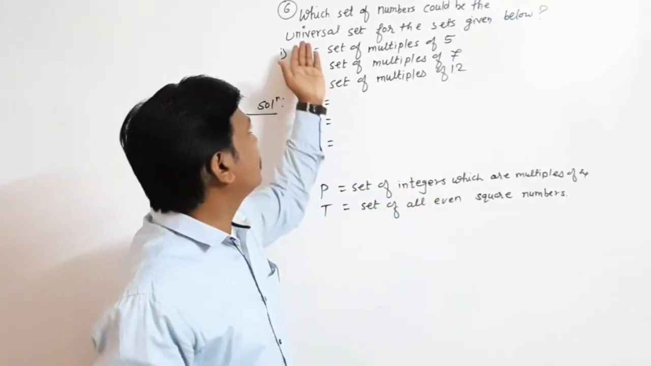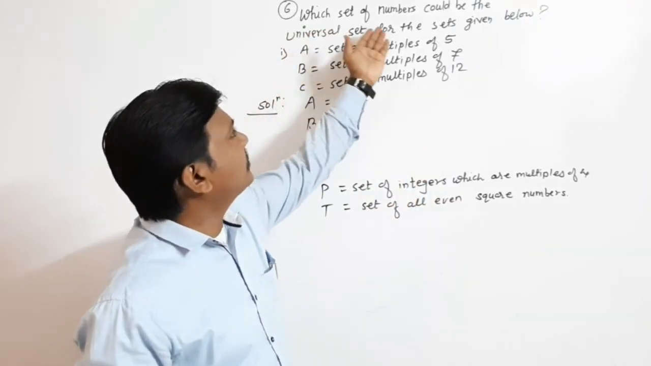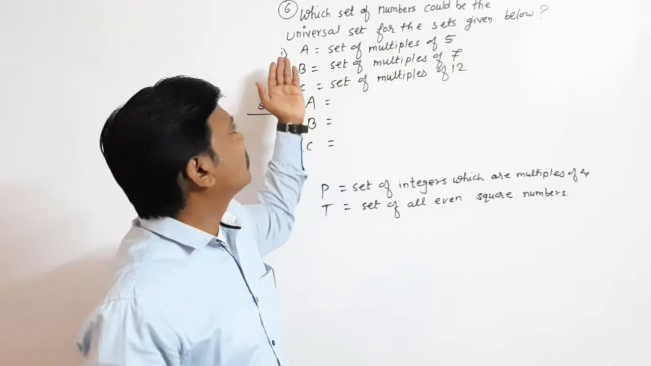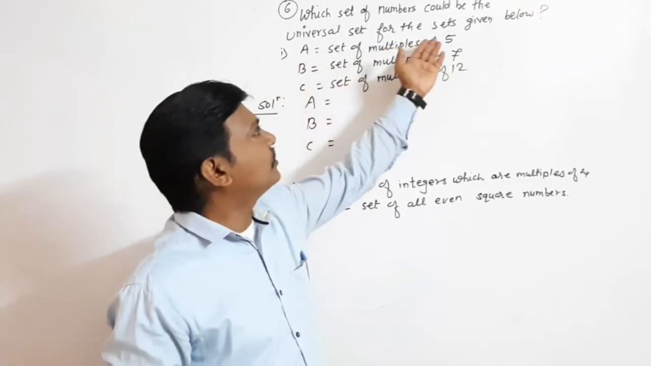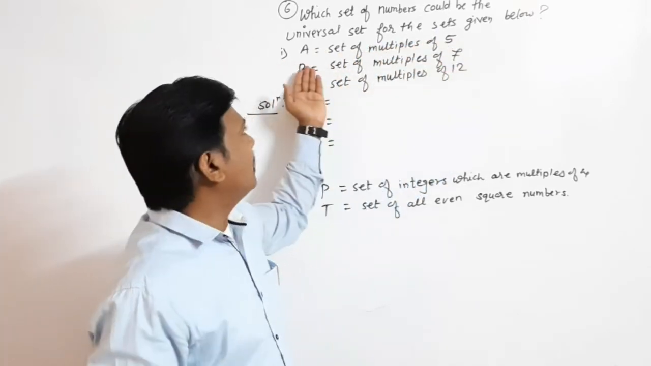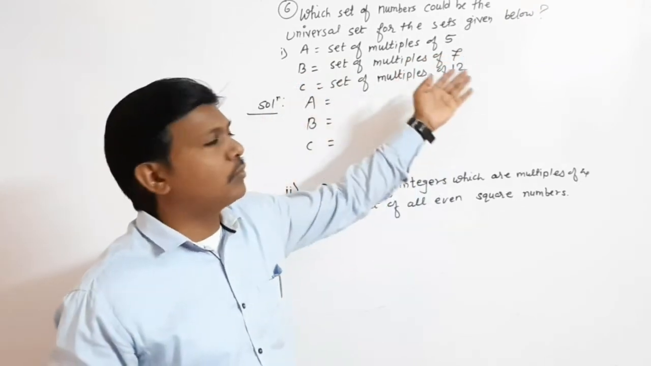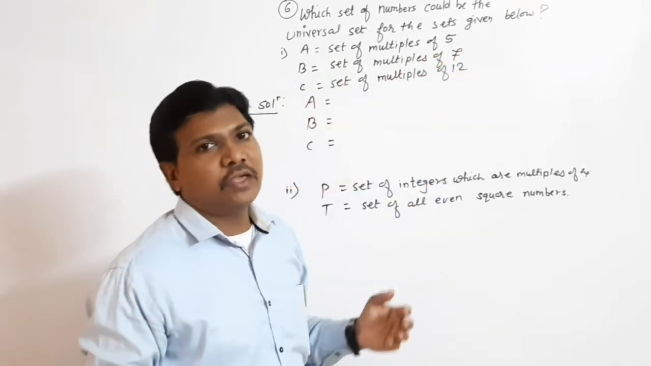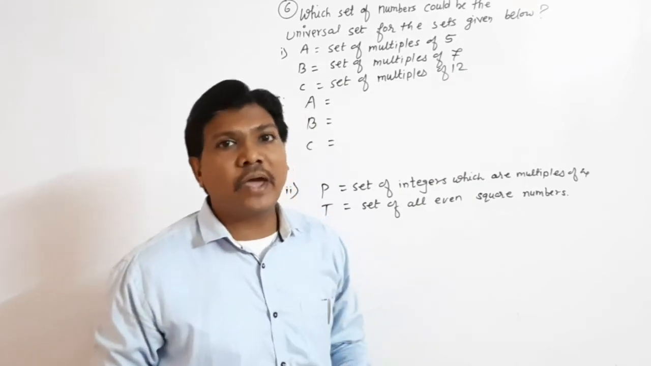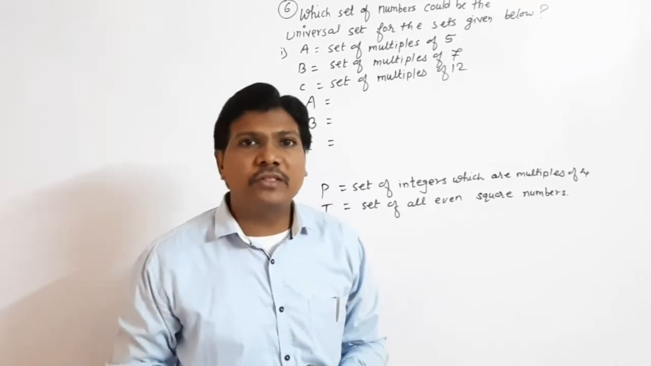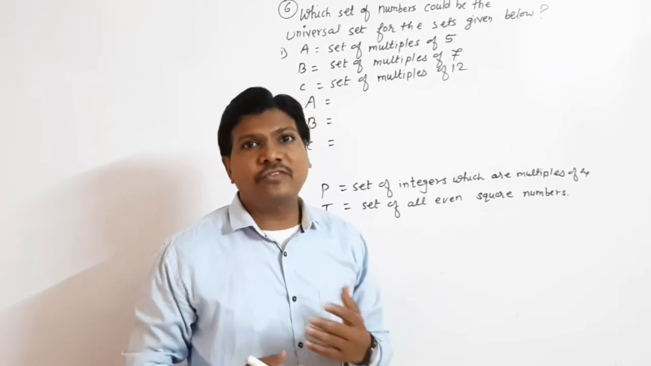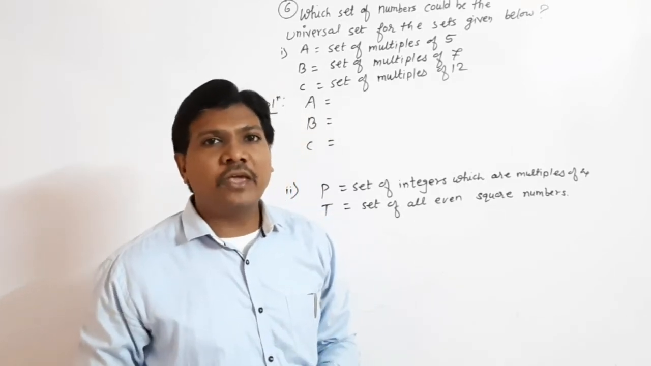Let's see question number 6. The question is: which set of numbers could be the universal set for the sets given below? A is the set of multiples of 5. B is the set of multiples of 7. C is the set of multiples of 12. So students, you know what is the universal set? That is the biggest set to which A, B, C belong.